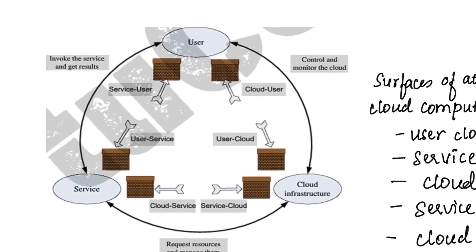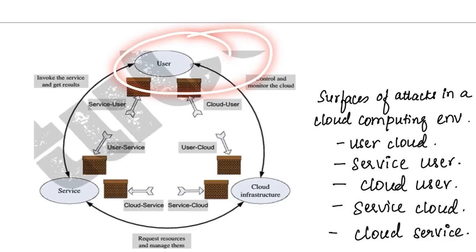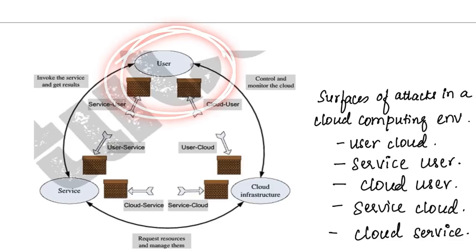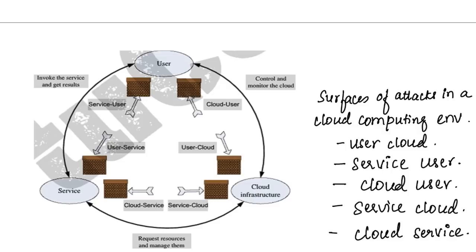If you see this figure, it speaks about the surfaces of attacks in cloud computing environment. In this first one we have the user to cloud. Here the user will request resources from the cloud, and the potential attacks can occur during this conversation only. That is the first step. Next we have the service to user. The service will interact with the user, and an attack may target the service from the user side, such as phishing or SSL certificate spoofing, and all of that.